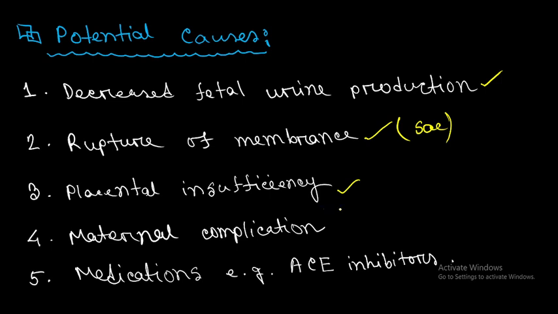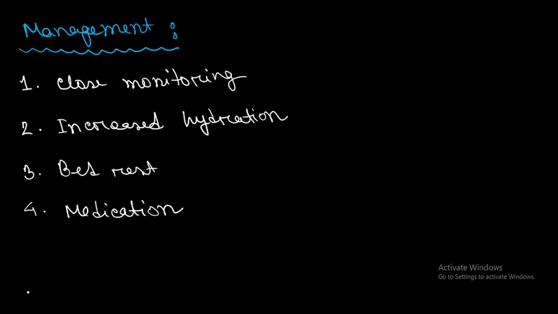If the mother has hypertension, then she may use ACE inhibitors or other antihypertensive drugs. These drugs can lead to oligohydramnios by reducing the amount of fluid around the fetus.